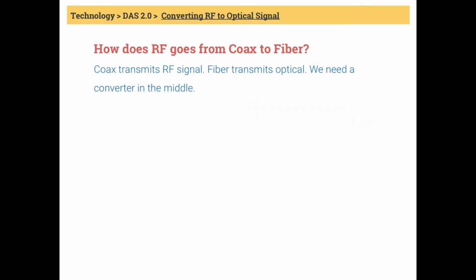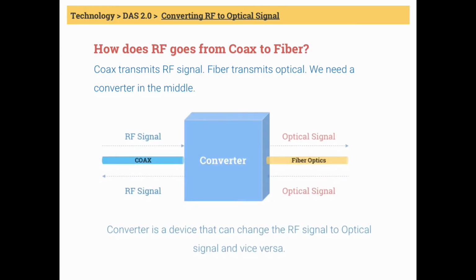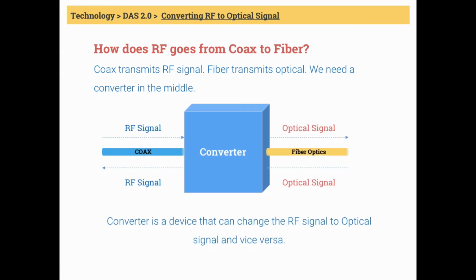So by now you may be getting a sense that with a combination of coaxial cable and fiber optics, we can cover a much larger area. But how can we convert RF signal to optical and back to RF again? We need RF because our phones can only process RF signal. So engineers came up with devices that can convert signal from RF to optical or vice versa.